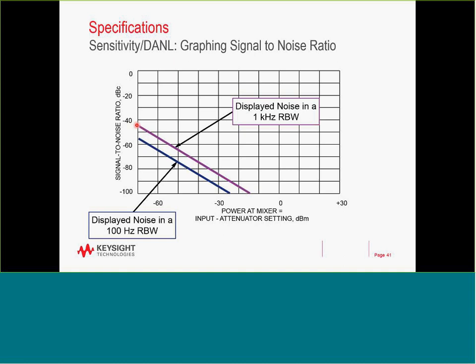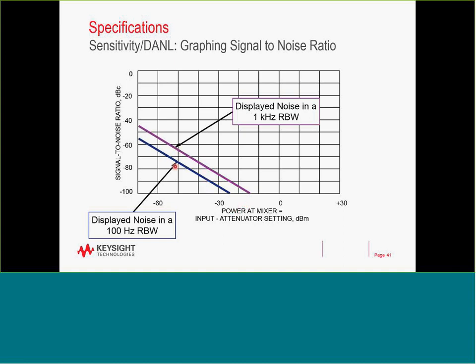So these curves are representing the noise level we have with different resolution bandwidth filters. This curve represents a 1 kHz resolution bandwidth. This one represents 100 Hz. The noise level is lower, and you get more dynamic range if you're using 100 Hz resolution bandwidth rather than a kilohertz.